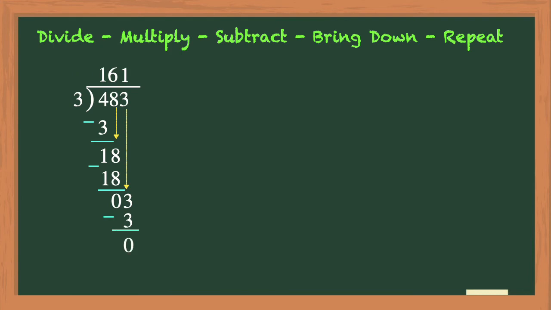This time you are done, but not because you have a 0 remainder, but rather because you don't have any more digits left to bring down from the dividend. So the quotient to this problem is 161. And if you think of this problem in terms of the dividend being that $483 being split equally into 3 groups, then each group would get $161.